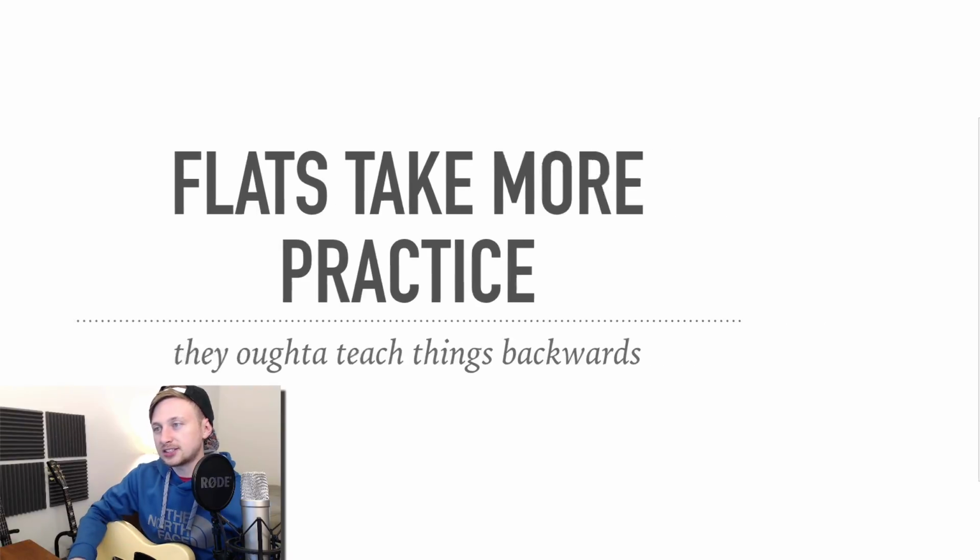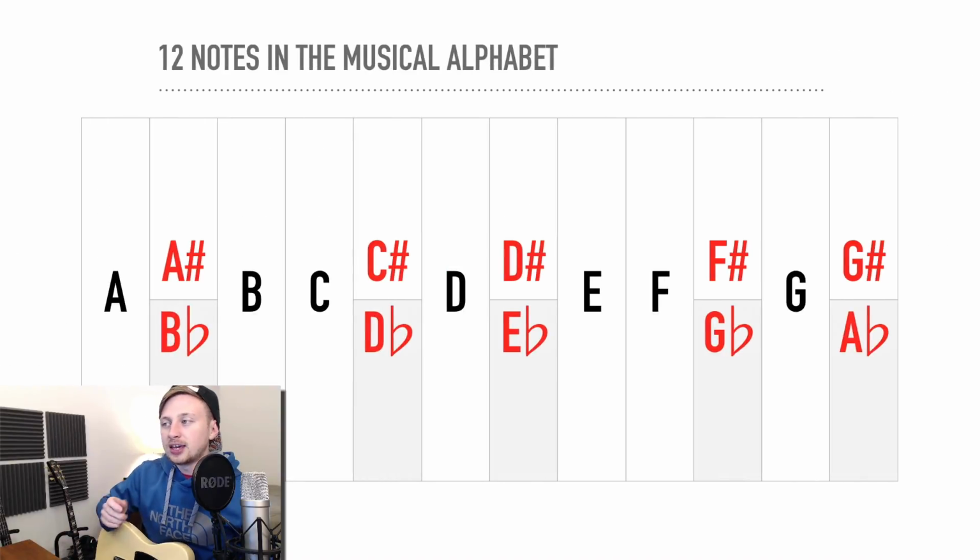Okay, so one last thing we're going to do in this video. Here is the chart that I showed you at the beginning. This is all 12 notes with both names for the accidentals. And what I'm going to do is show you this chart in a different light, and I'm going to show you that you are more familiar with this than you think.